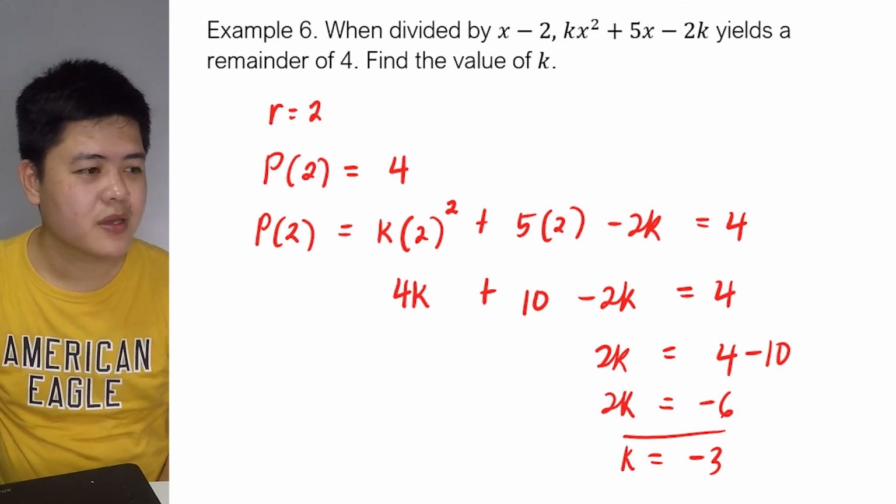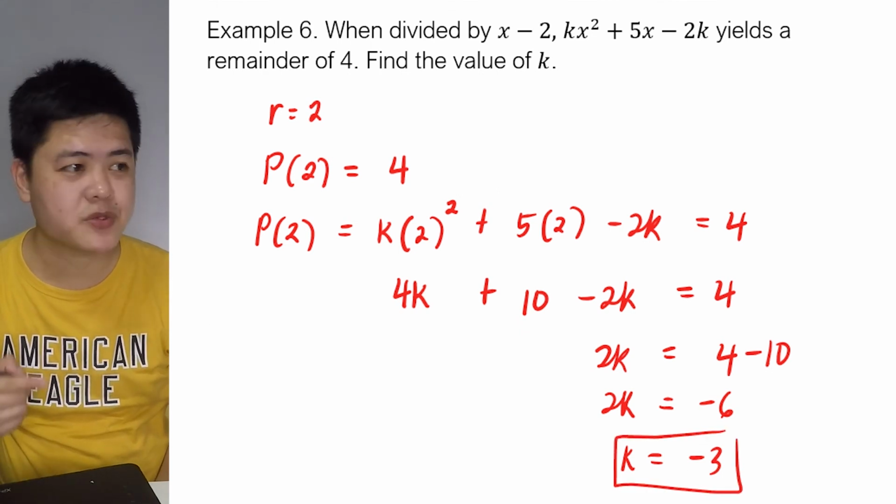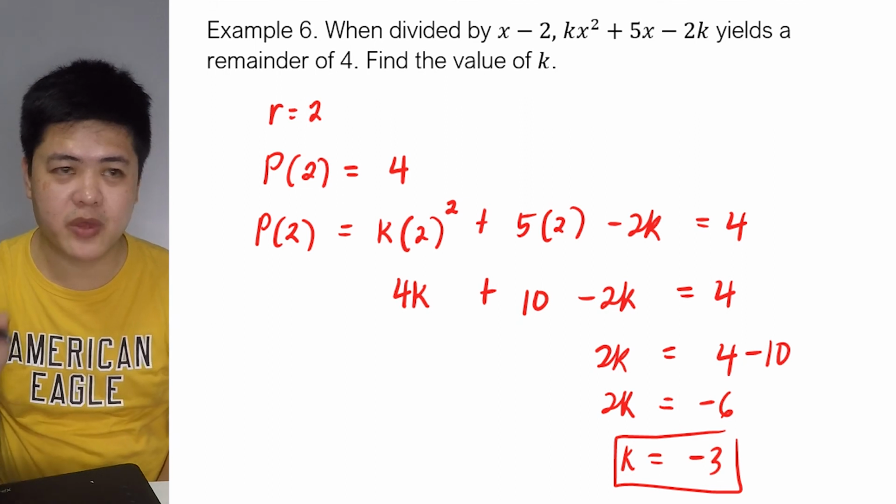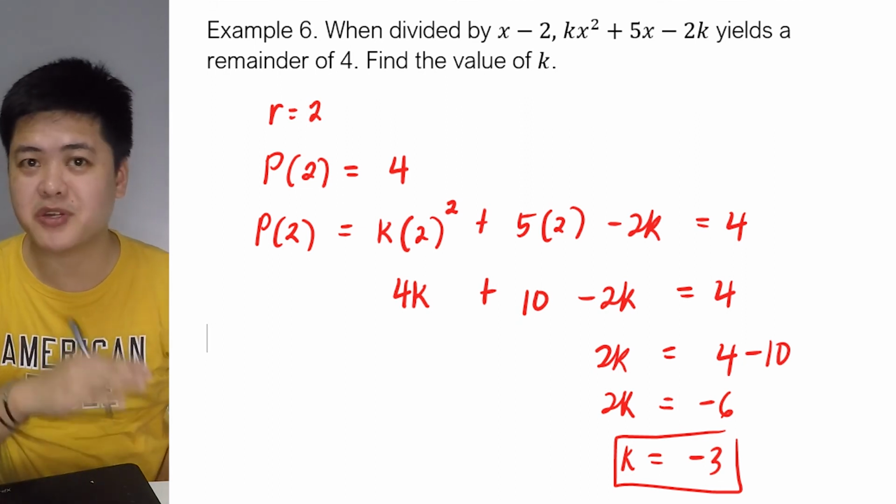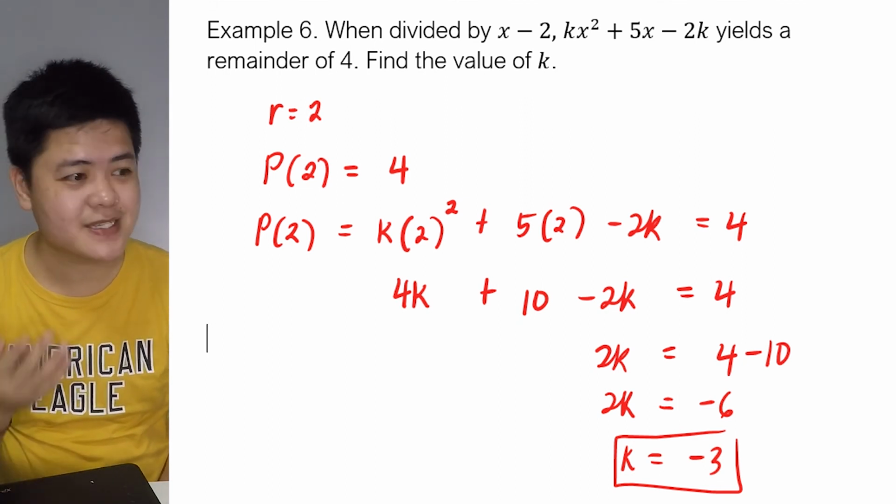So the value of k when kx squared plus 5x minus 2k, when divided by x minus 2, yields a remainder of 4 is negative 3.